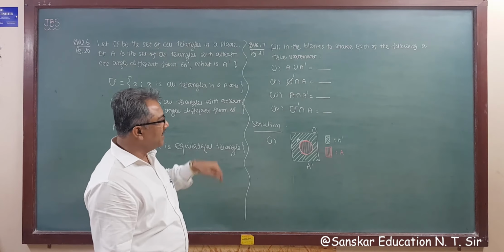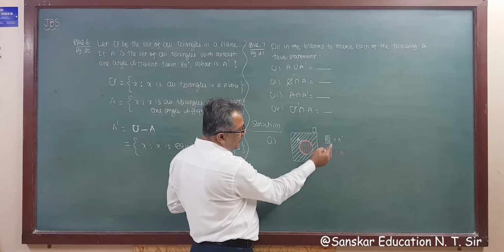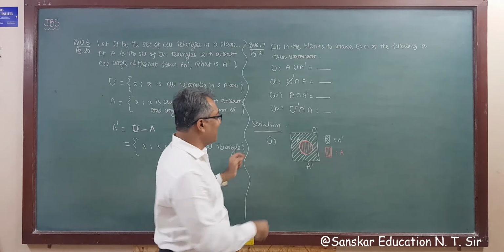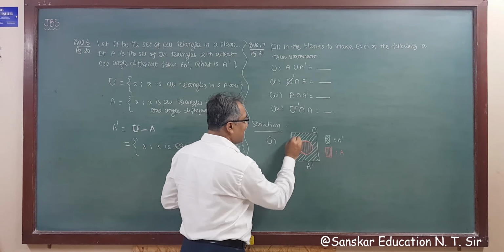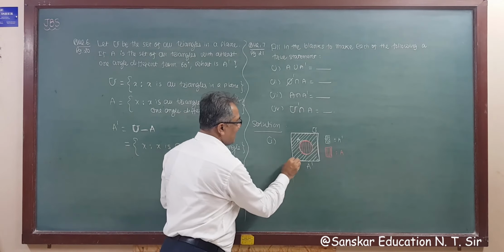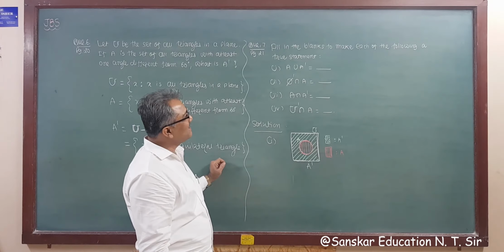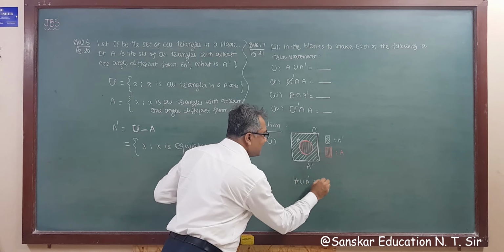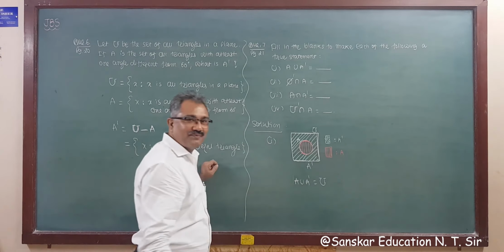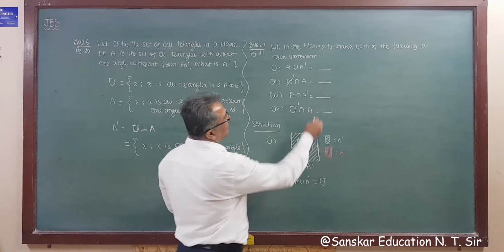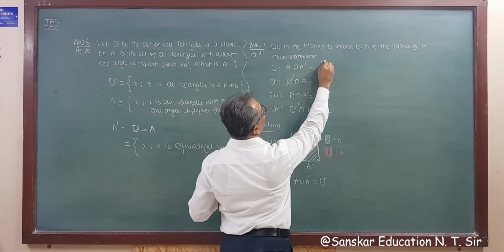Now A union A' means green union red, right? Green union red is all the points of this rectangle, right? Green union A. What is the answer? A union A' is equal to the universal set U. So the first answer is the universal set U.